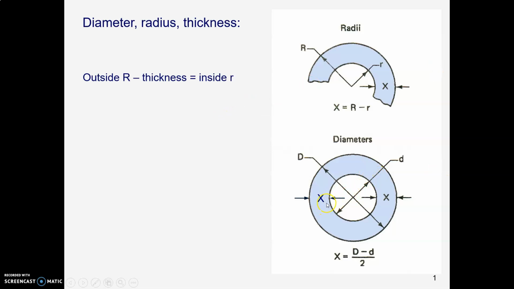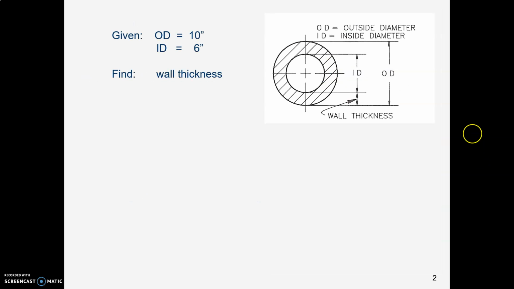With the diameter, remember that we have a wall thickness on each side. There's a wall thickness over here and there's another wall thickness over here. So for the diameter, the outside diameter minus one wall thickness minus another wall thickness will give us the inside diameter. This is why a picture is useful. Let's think of an example.